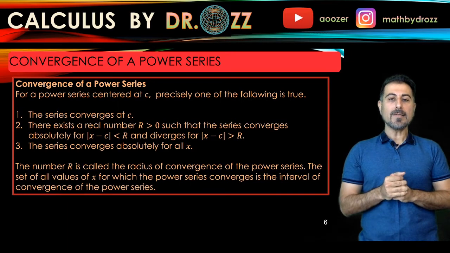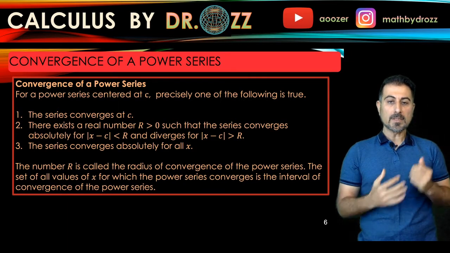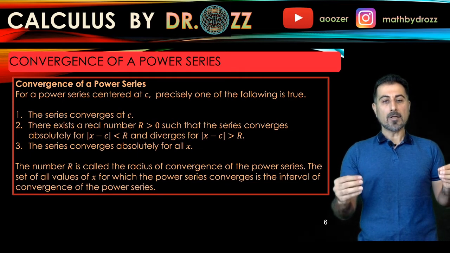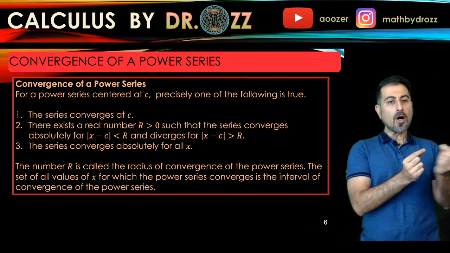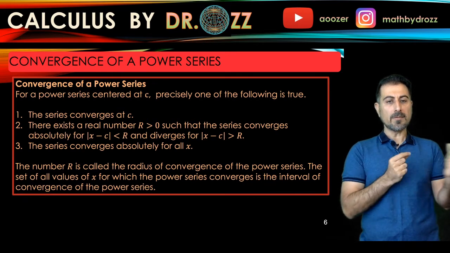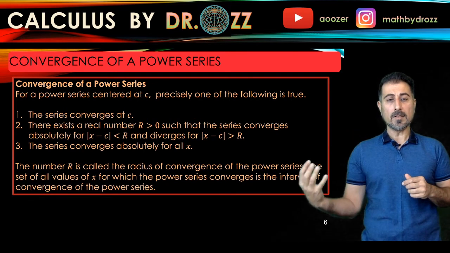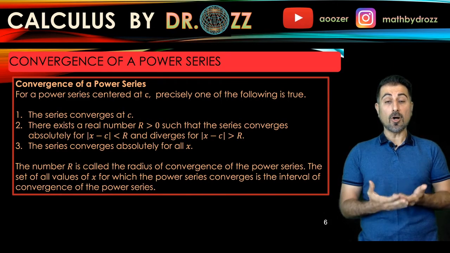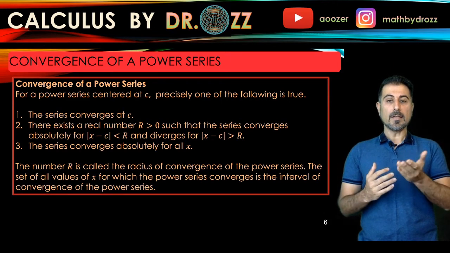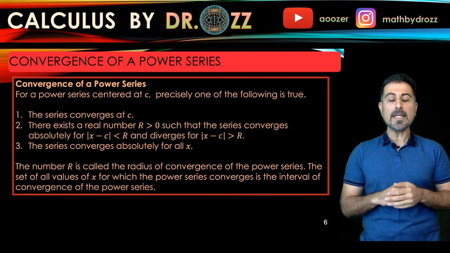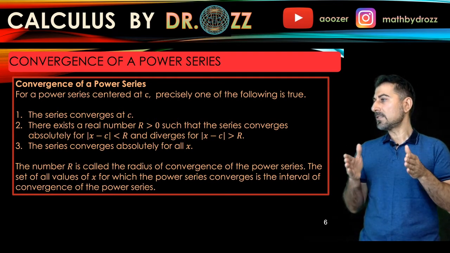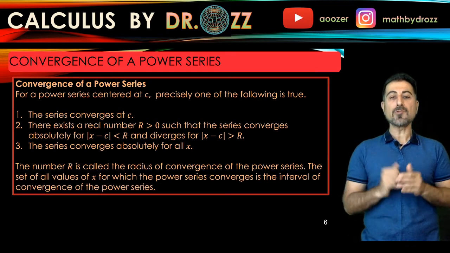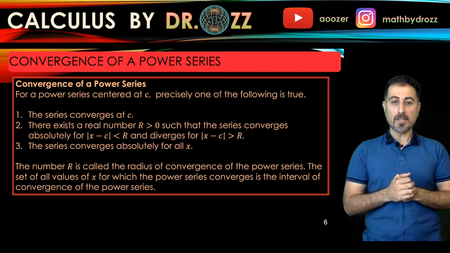In the second case, not only does the series converge at c, but also within an interval where you can go r units far from the center to the left and to the right, which means that the radius of convergence of the power series is r. What that means again is that the series converges absolutely whenever the absolute value of x minus c is less than r, and diverges whenever you're outside that interval, which is absolute value of x minus c greater than r.